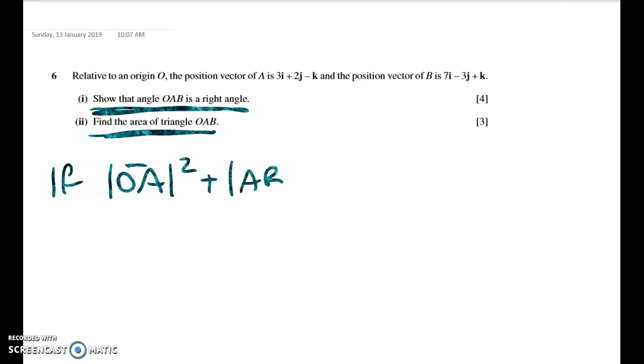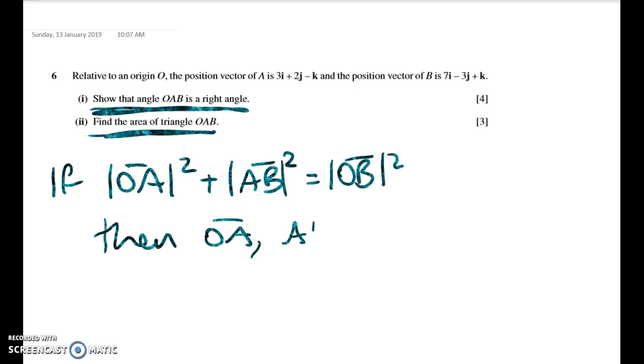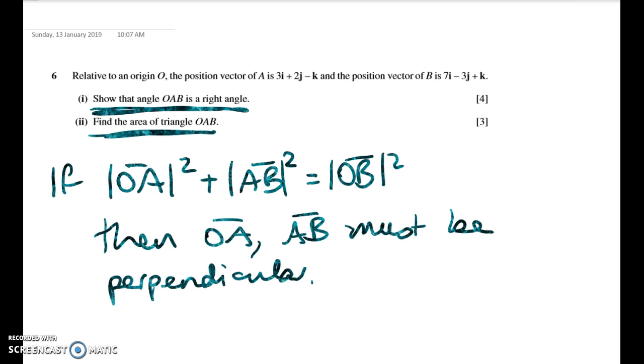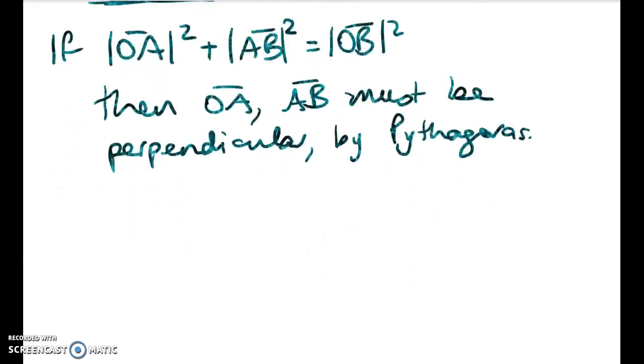So we're going to go back to this bit here and show that angle OAB is a right angle. If we use the Pythagoras method, we're going to do a whole lot of the work for the second part in here. So what we can say is that if a squared plus b squared equals c squared, then OA and AB must be perpendicular by Pythagoras. So let's get on with it and see if that's right.